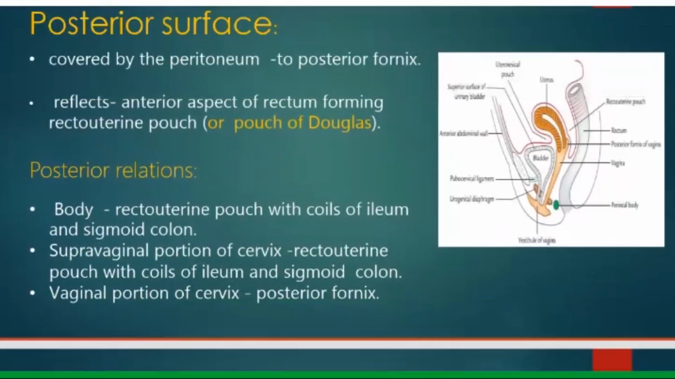Okay, the posterior surface is covered by the peritoneum, which reflects onto the anterior aspect of the rectum, forming the rectouterine pouch, or pouch of Douglas. The posterior relation of the body is the rectouterine pouch with the coils of ileum and sigmoid colon. In the supravaginal portion of the cervix, it is the rectouterine pouch with coils of ileum and sigmoid colon. And for the vaginal portion of the cervix, it is the posterior fornix.